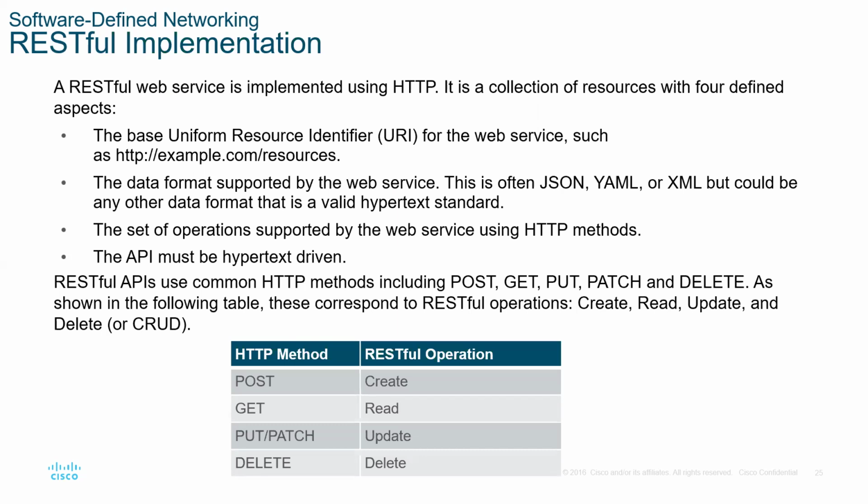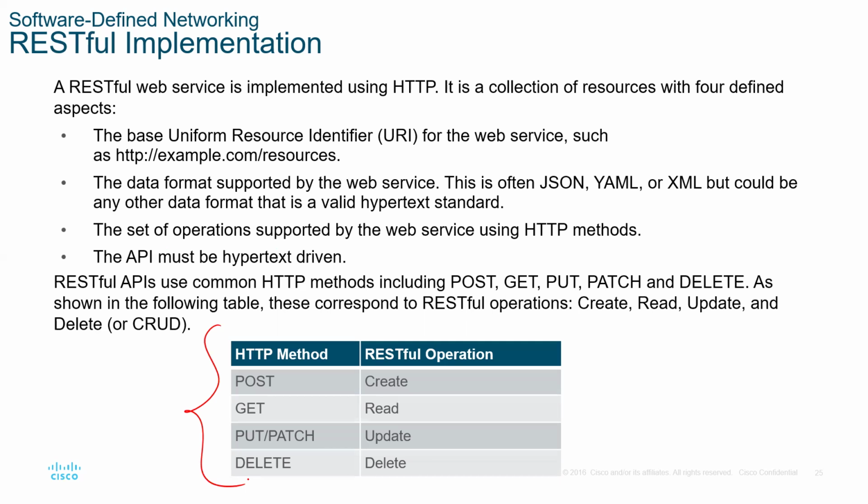The data format supported by the web service is often JSON, XML, or YAML. So it has the URI. An API is defined by a collection of resources. Number 1, the URI. Number 2, the data format. Number 3, the methods which are being used, and these are the methods right here. We'll get through them. Then lastly, the API must be hypertext driven.